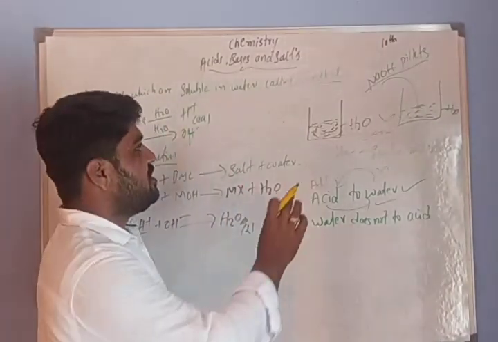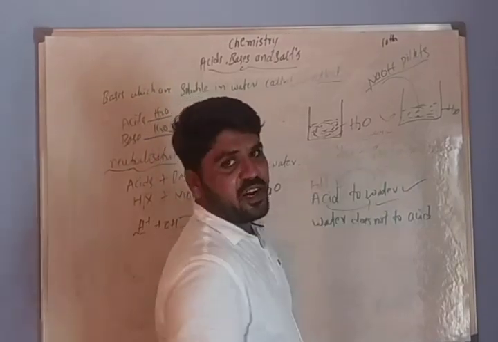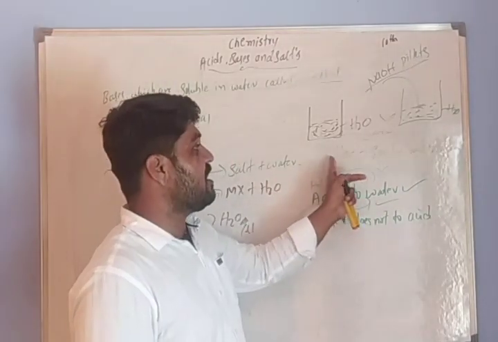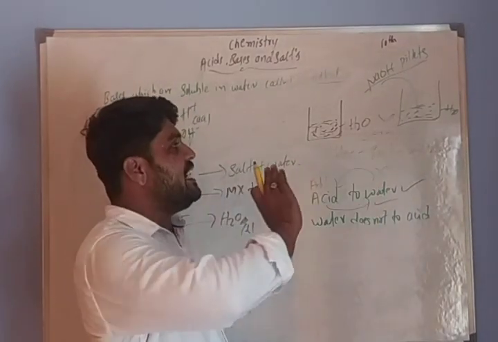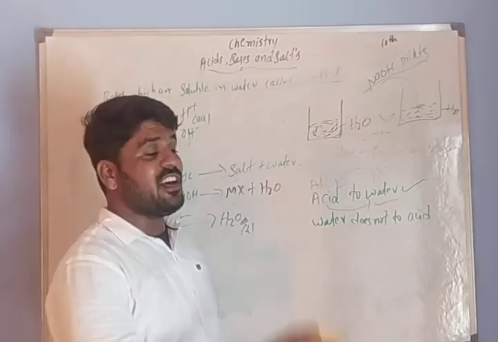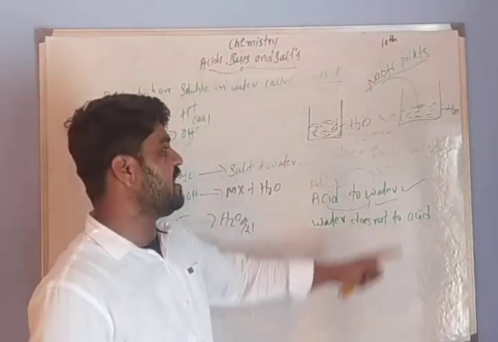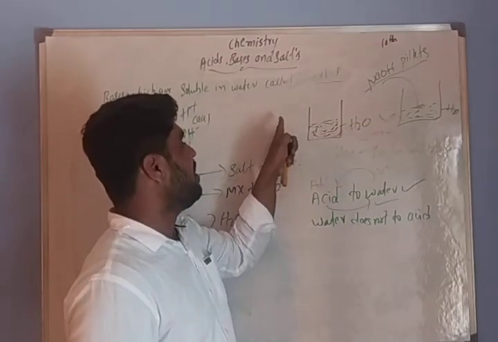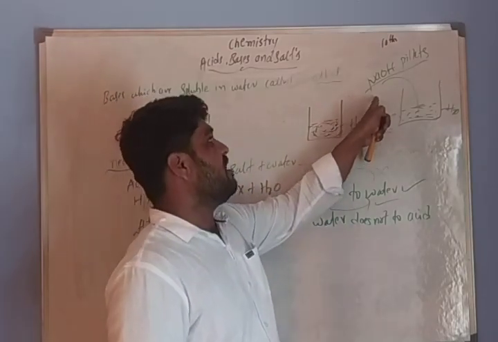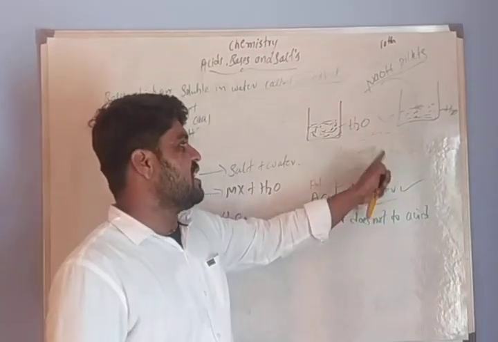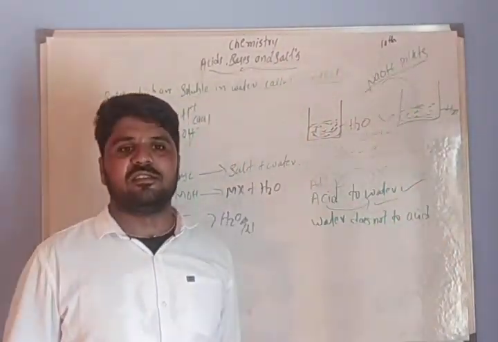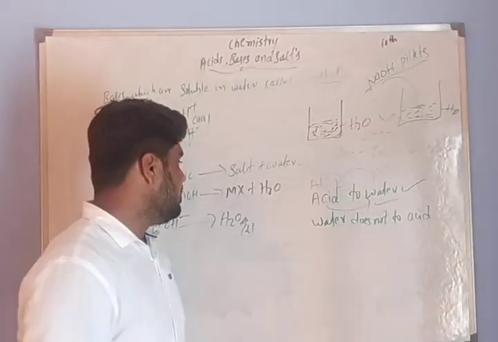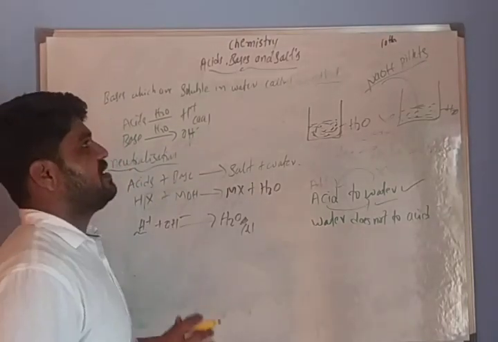So these are the examples of exothermic reactions. What is meant by exothermic reactions? These are chemical reactions in which heat is liberated or released. Addition of acid to water and addition of base to water, we call exothermic reactions. Okay? This is all about today's class.